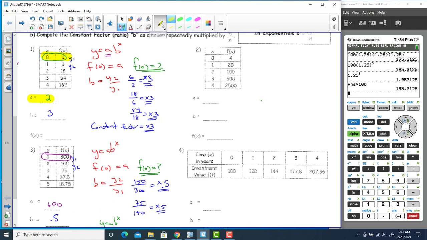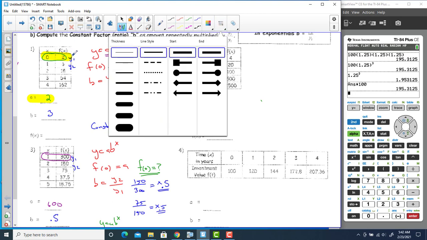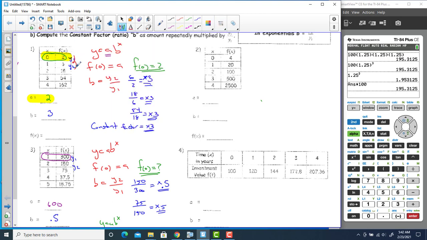In order to determine the constant factor, some of you guys are really good and you can just see. You're like, Tooch, I know what's going on here. I see that 2 becomes 6, and 6 becomes 18, and 18 becomes 54. Aren't we just tripling? But often it'll be difficult to see. So you want to be able to formally determine the constant factor. Formally means with a formula.